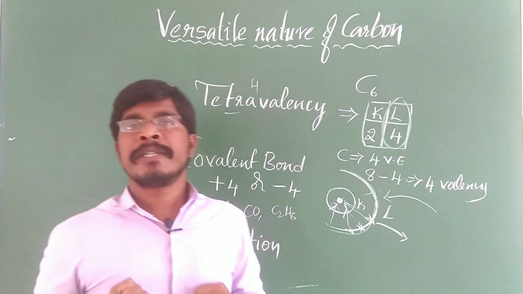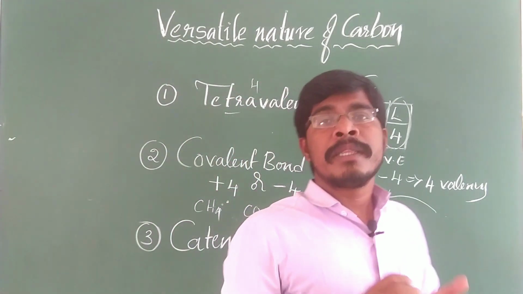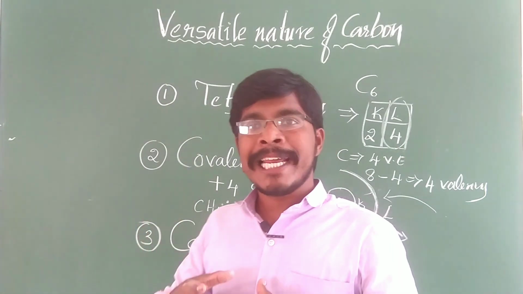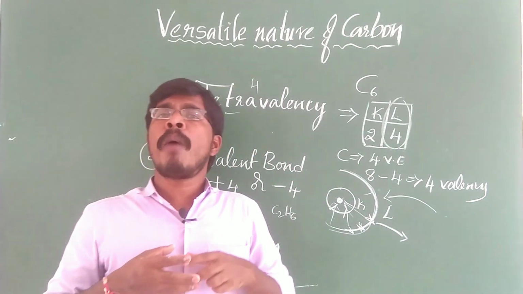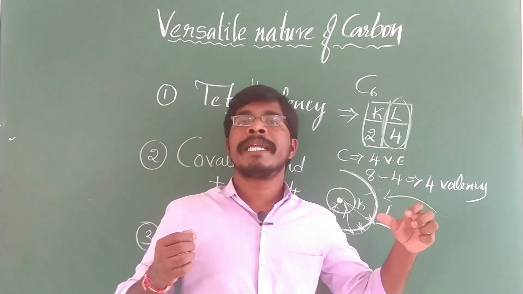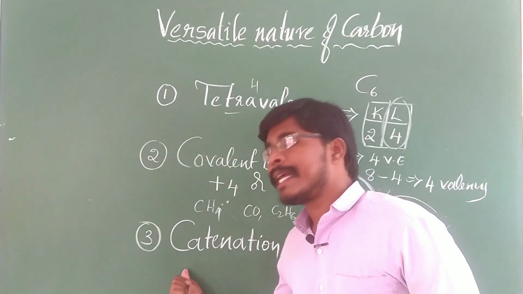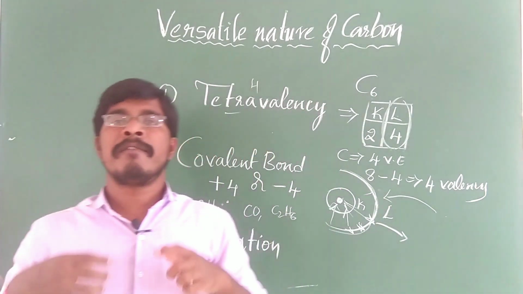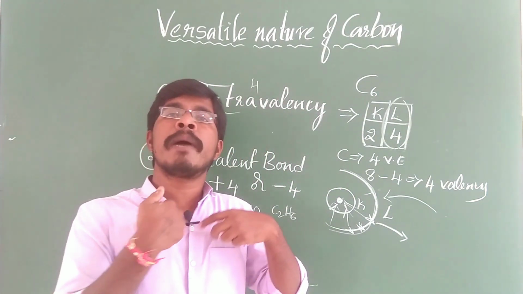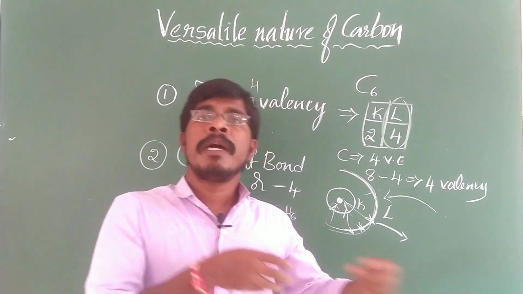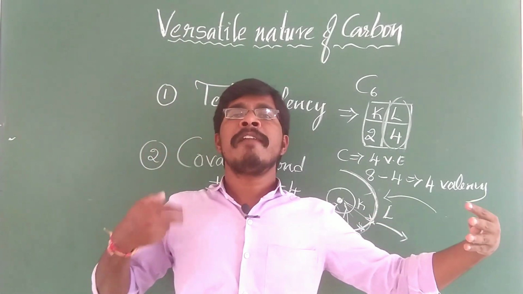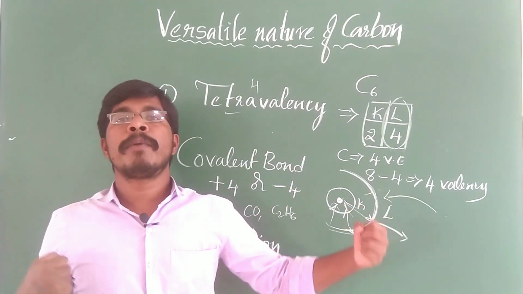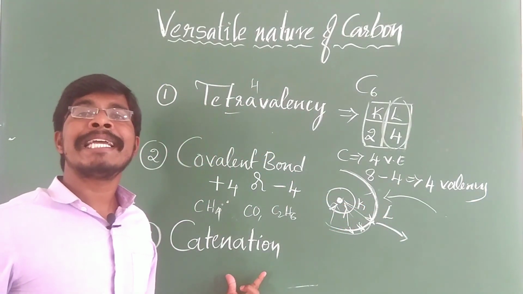So what is this catenation? A simple definition I can give: the self-linking of carbon atoms, or the self-combination of carbon atoms to form a long chain. That property is called catenation. Catenation is nothing but self-combining. The carbon atom combines with other carbon atoms, and it forms a long chain. That property we call the catenation property.